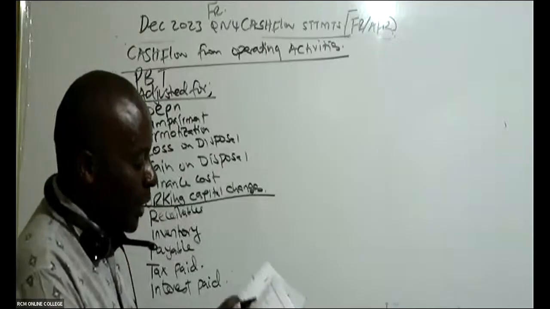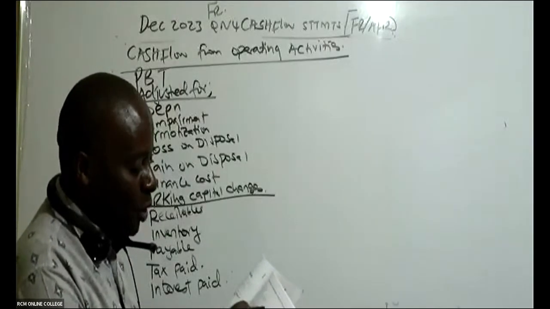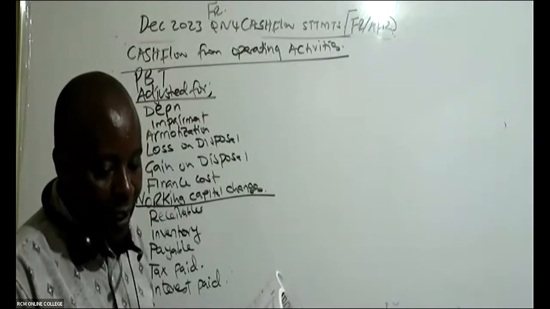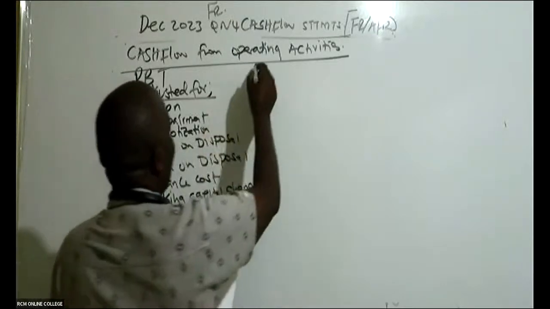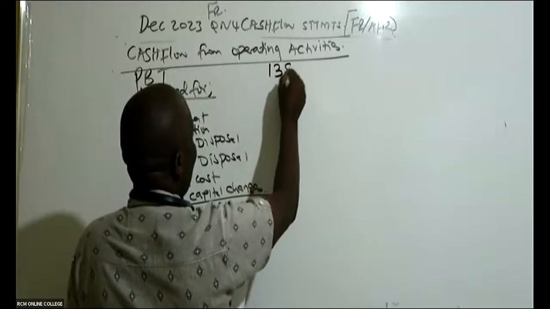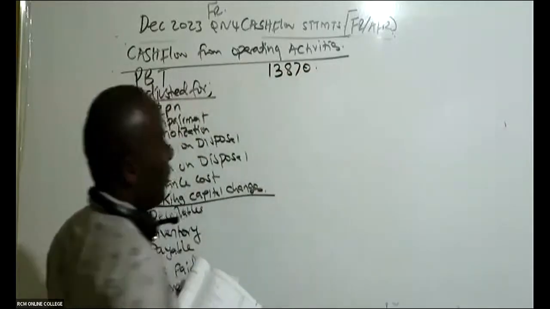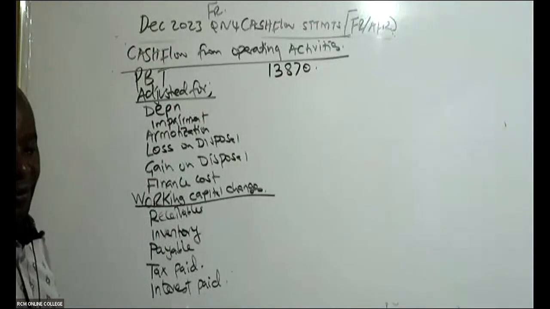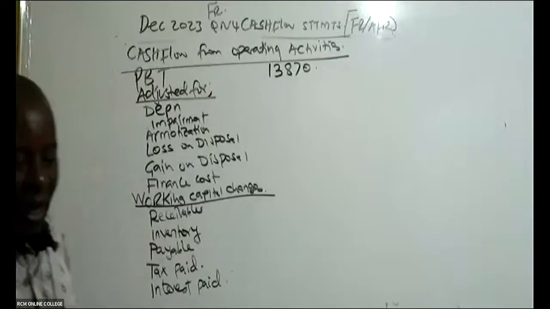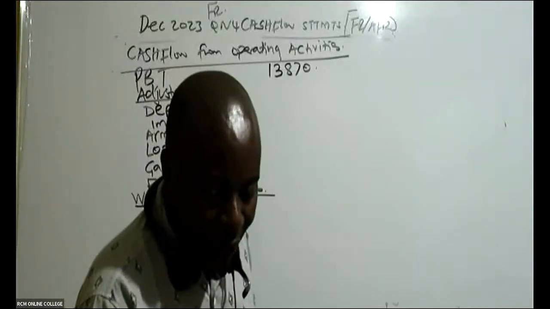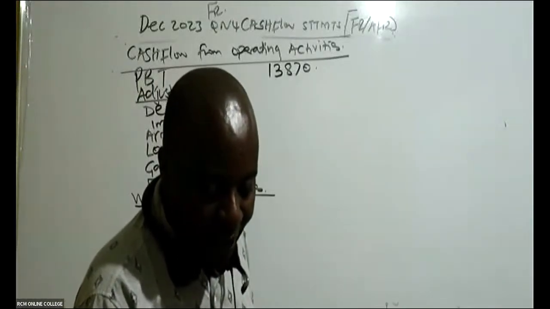Then are you able to see somewhere there profit before tax? Is there anybody who is able to see the profit before tax of 13,870? Profit before tax of 13,870. Anybody who is able to see that, please. Maybe they don't have the question paper. I even have it. How come I forgot about it? I have it.